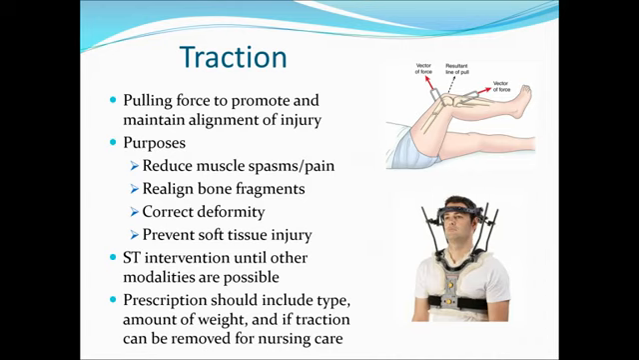If bones are not aligned properly, the healing process is going to start regardless of whether they're aligned or not. And what happens is you'll get a poor healing of a fracture that is going to result in long-term complications if you don't have them aligned. So that alignment should also help correct deformities, and realigning should help minimize or prevent soft tissue injury. It's important to understand that traction is generally a short-term intervention that is used until other modalities are possible.